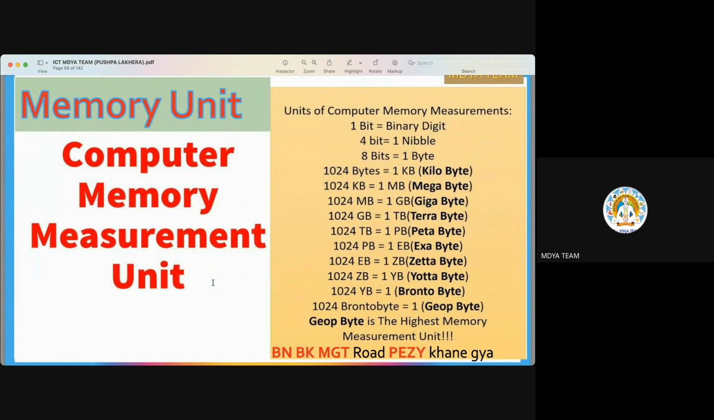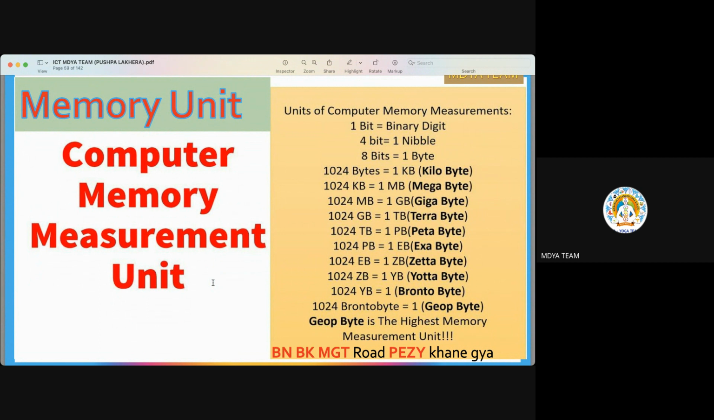Now, the unit of how to measure the memory of a particular storage device. The unit which is used is bytes. Now, what is a byte? A byte is a combination of 8 bits. We learned that the computer works on two digits, 0 or 1, which they call binary digits.